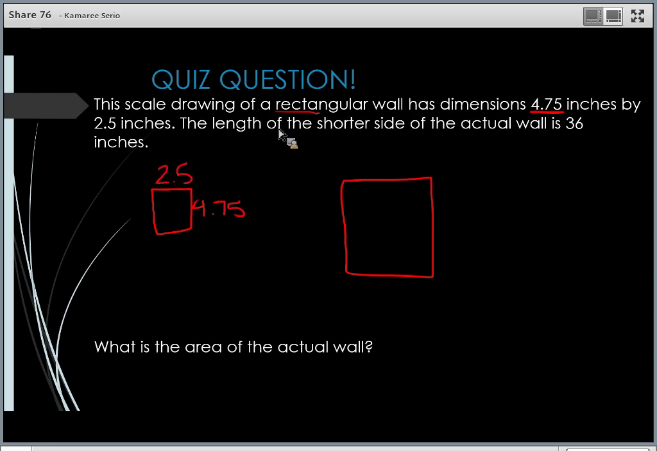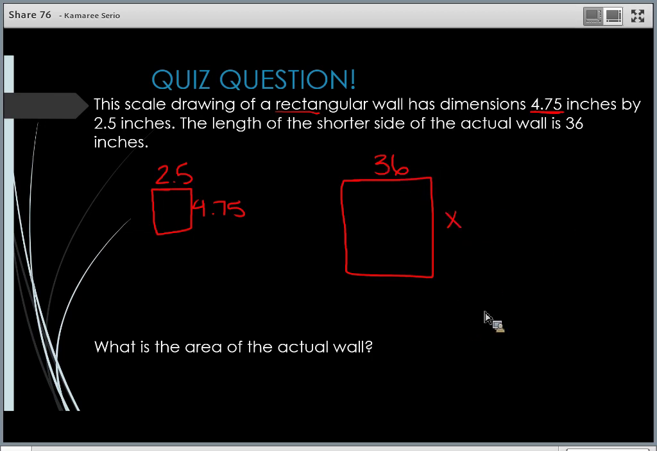And it says that the length of the shorter side of the wall is actually 36 inches. So the shorter side of the wall for me was up top, which means the shorter side for me again is also going to be up top. And I want to know what the area of the actual wall is. So I first need to figure out what x is over here and then multiply these two together.